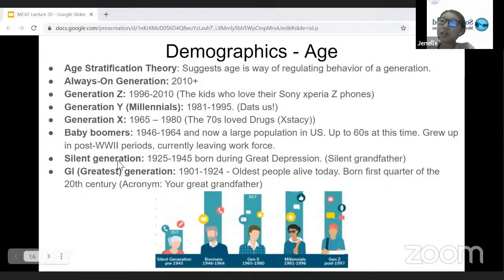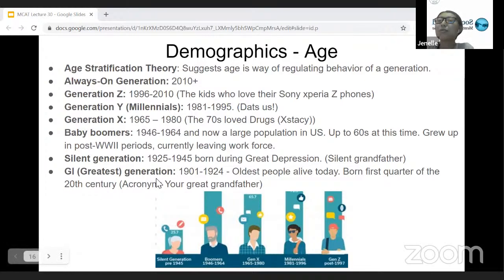Before that was the silent generation, which were those born between 1925 and 1945, during the Great Depression. So think of a silent grandfather associated with that silent generation. And the GI or greatest generation are those born between 1901 and 1924, which are the oldest people alive today. They were born during the first quarter of the 20th century.